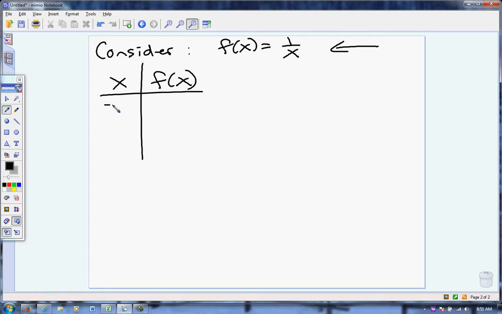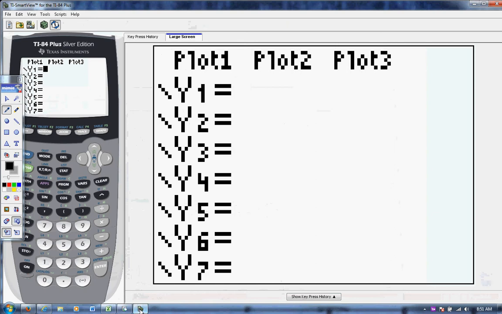We're going to go first from the negative side, from -1 to -0.1, getting closer and closer, -0.001 and -0.0001. And we'll use our graphing calculator for this. So if I go to the graphing calculator and put that function in, 1 divided by x.